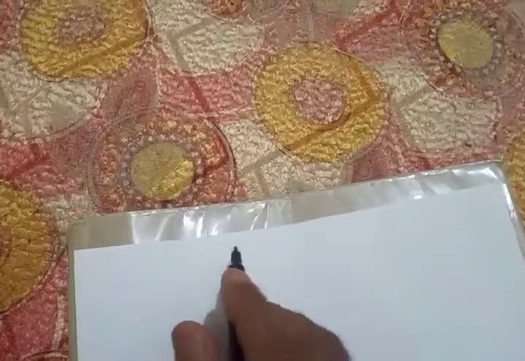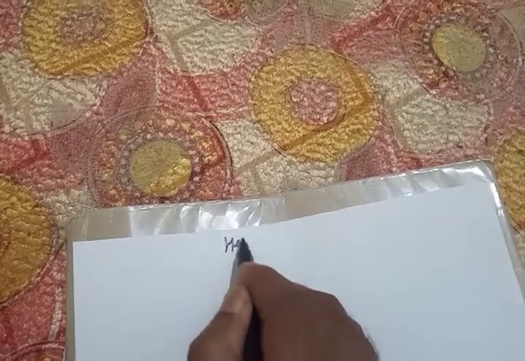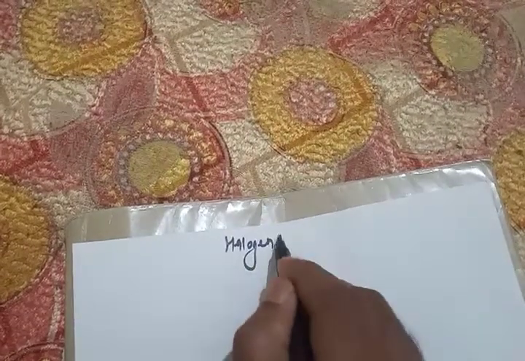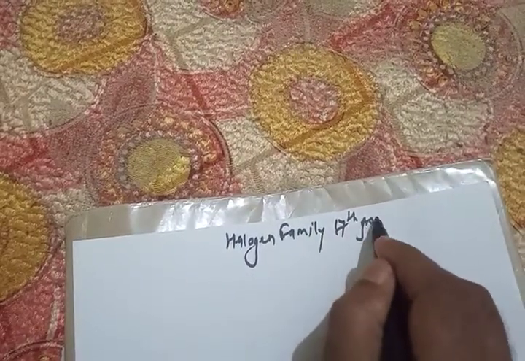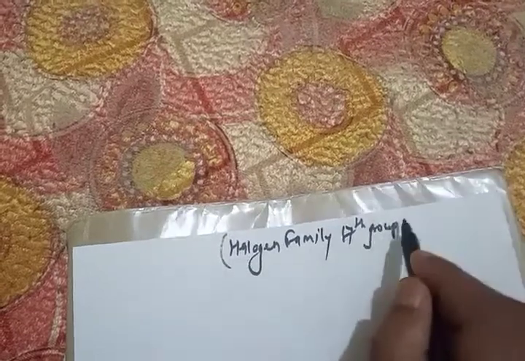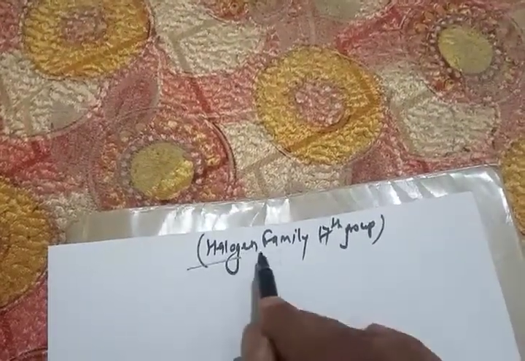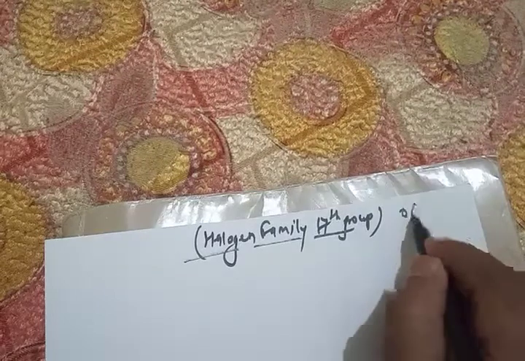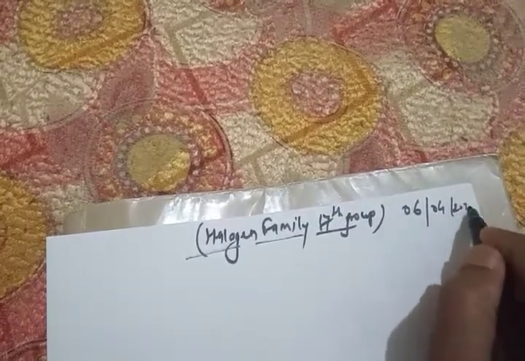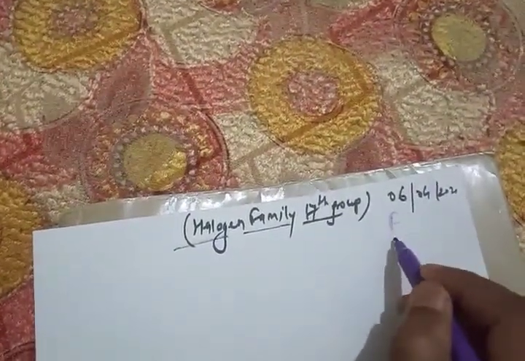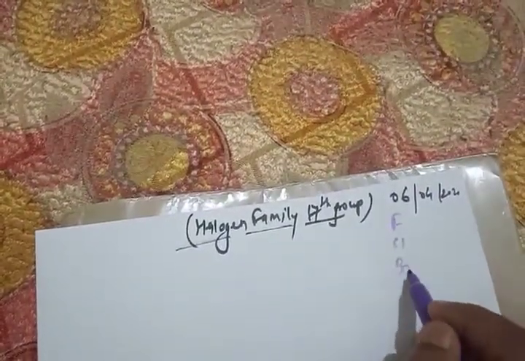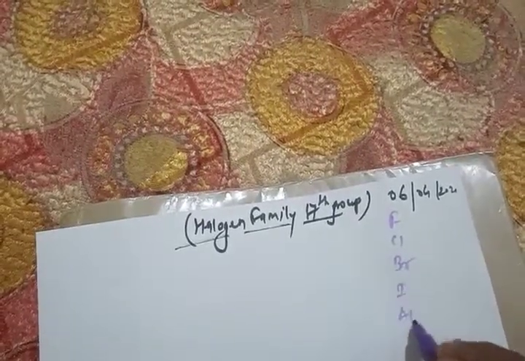Welcome back, class. So this is the last topic of organic chemistry, and that is the halogen family. We are talking about the 17th group. The members of the 17th group are fluorine, chlorine, bromine, iodine, and astatine.